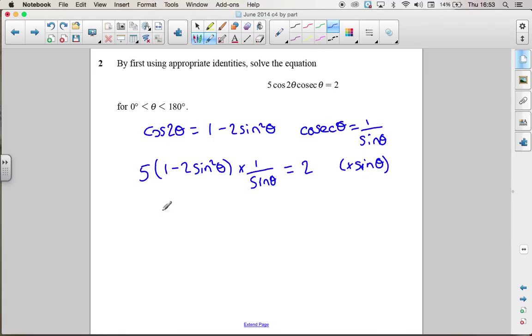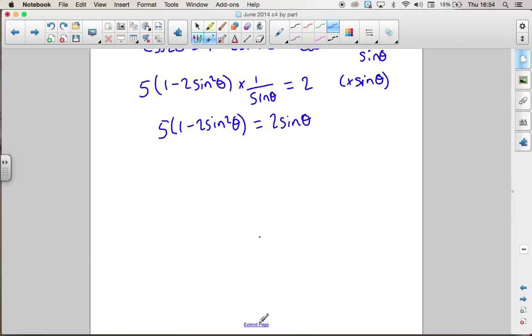Next thing I'm going to do is get rid of this sine theta on the bottom of that fraction by timesing both sides by sine theta. That's going to give me 5 times 1 minus 2 sine squared theta equals 2 sine theta. Now I can expand these brackets, which gives me 5 minus 10 sine squared theta equals 2 sine theta.